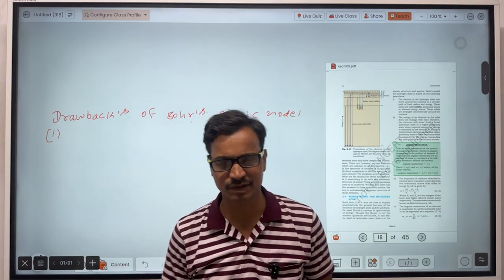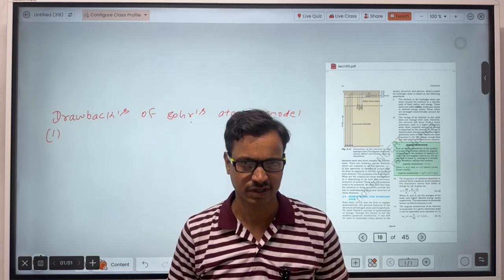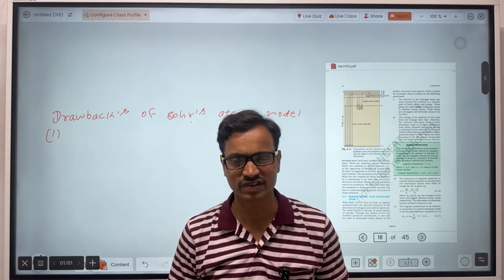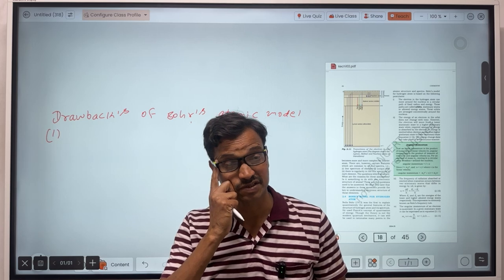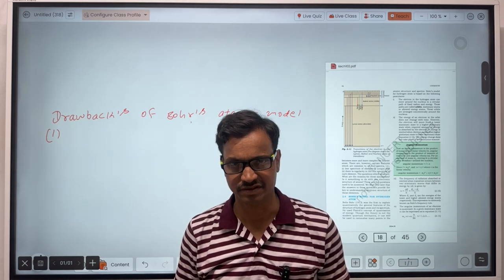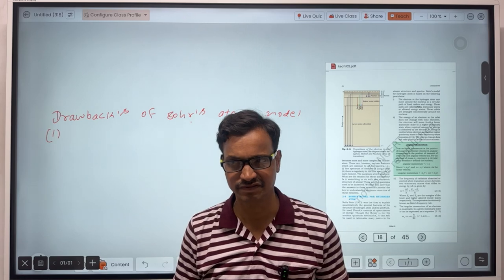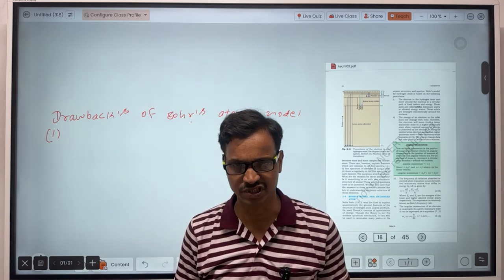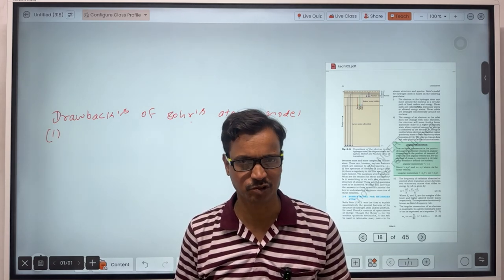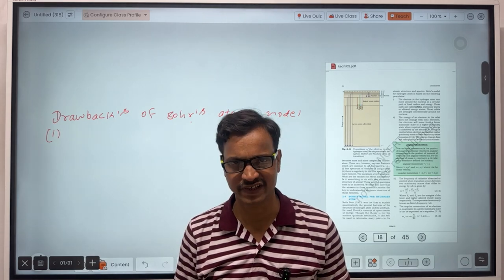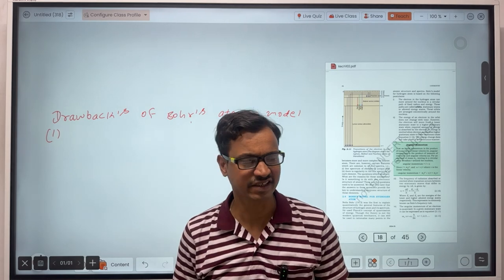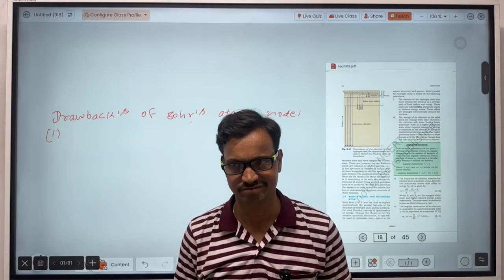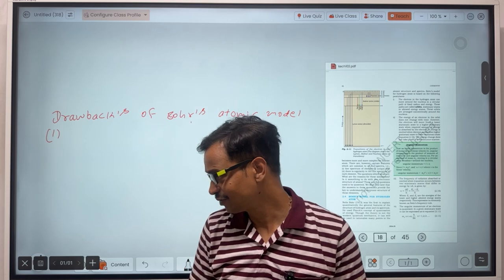The second drawback was that Niels Bohr's atomic theory did not consider the dual characteristic of the electron, that is, the particle characteristic and the wave characteristic. About that we will discuss here also. That was de Broglie's equation. De Broglie stated that when any object is in motion, it possesses the particle characteristic as well as the wave characteristic. About that, Niels Bohr's atomic theory did not consider.